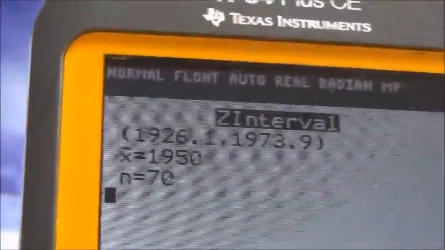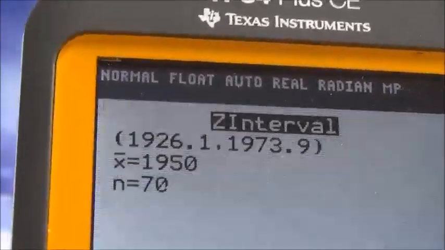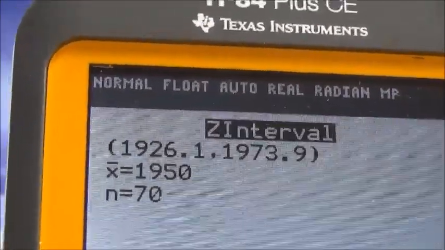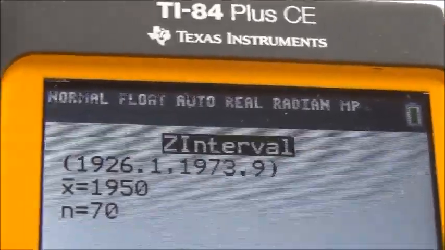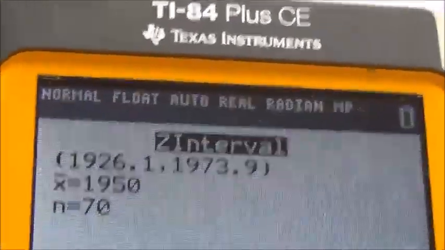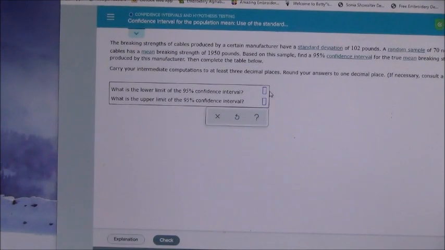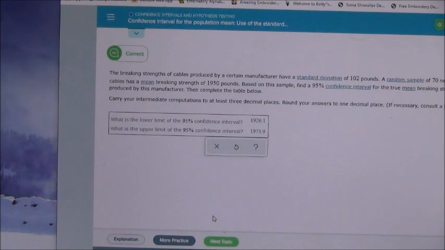And so this says to round your answer to 1 decimal place. And so I have 1,926.1 for my lower limit. I'm going to type that one in there. 1,926.1. My upper limit, 1,973.9. And I can go ahead and check that.